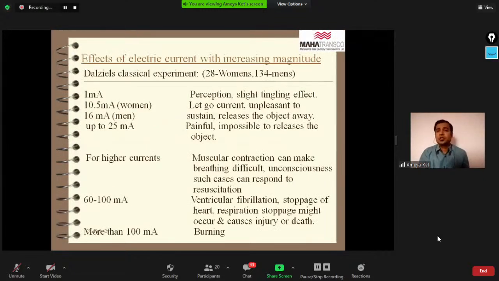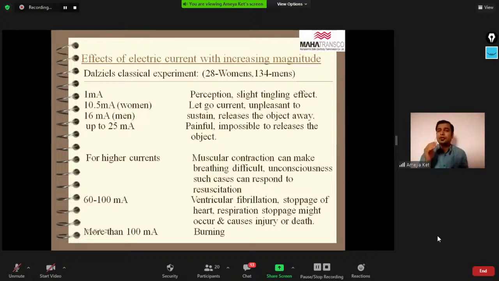Now coming to an experiment. Long ago, a scientist named Dalziel did an experiment on 28 women and 134 men regarding the effects of electric current with increasing magnitude. What happens if we pass a particular grade of current through a human body? We have the results of Dalziel's classical experiment. If we pass 1 milliampere through a human body, it gives a perception, a slight tingling effect only. But if you pass 10.5 milliampere to 16 milliampere, it is the let-go current. It is unpleasant to sustain, and it is difficult to release the object.